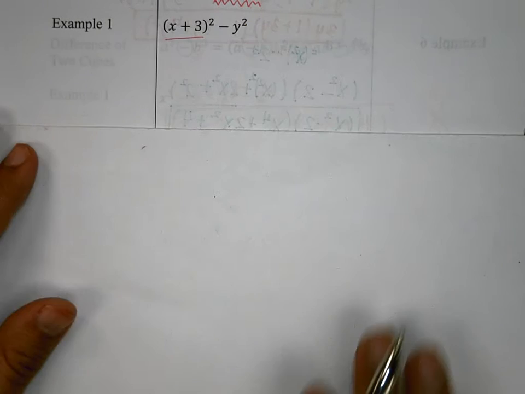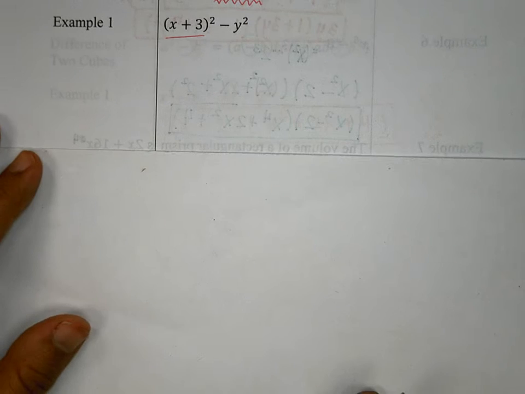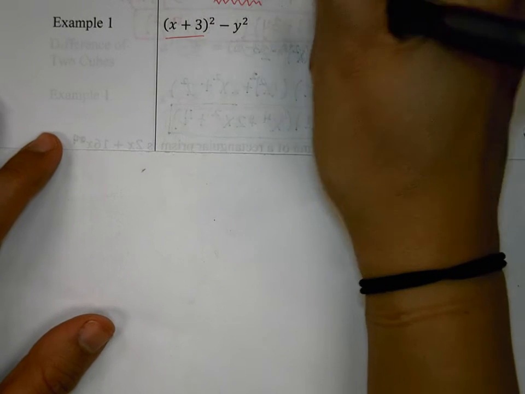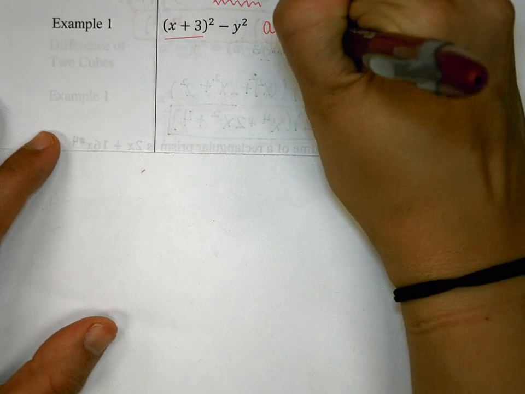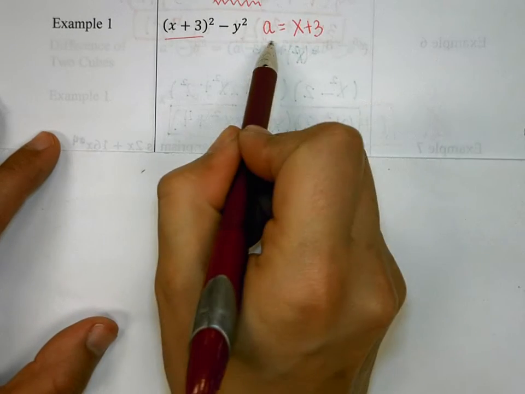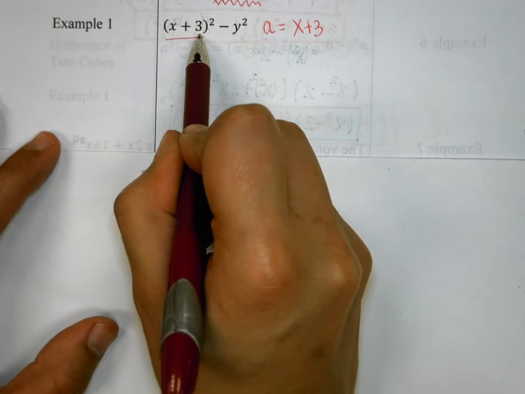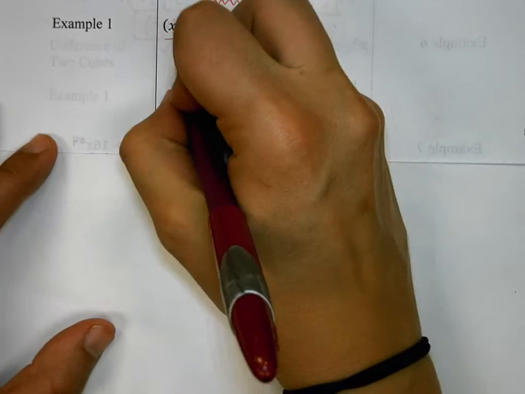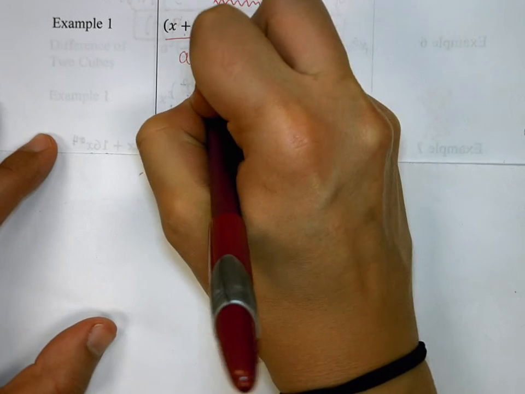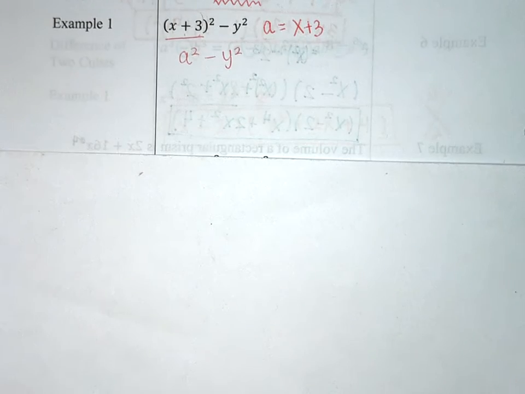So example 1, we have x plus 3 squared minus y squared. So x plus 3 squared, that's going to be our quantity here. And I'm going to let it equal a. So we have to define that. So a is equal to x plus 3. So we just set the new variable equal to the actual quantity. So I'm going to take a and plug it in here. So that's going to give me a squared minus y squared.